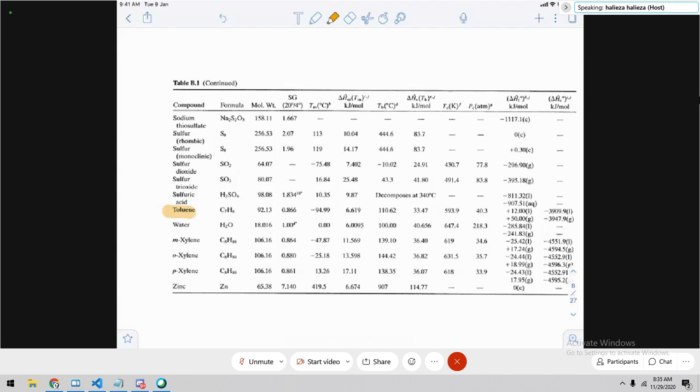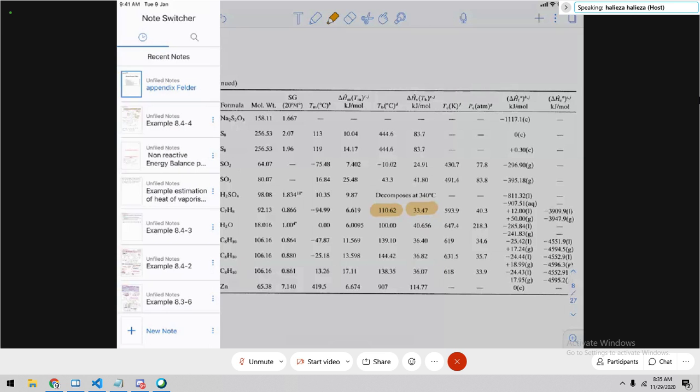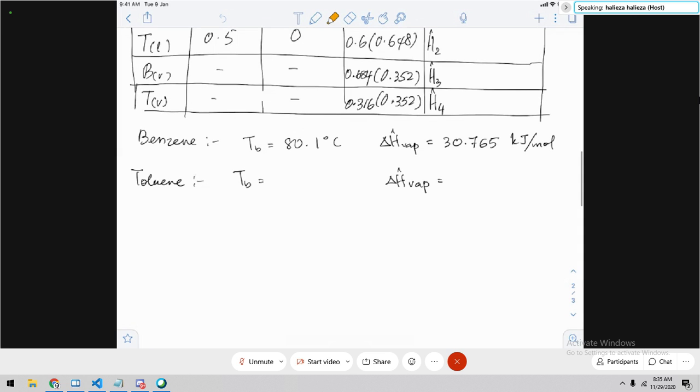And the boiling point is 110.62, the latent heat 33.47. So that's what we're going to write down in our example. That will be 110.62 degrees C, and the latent heat is 33.47 kilojoules per mole. Yeah, we're just getting the values from appendix B1.